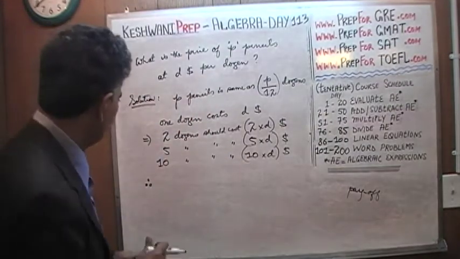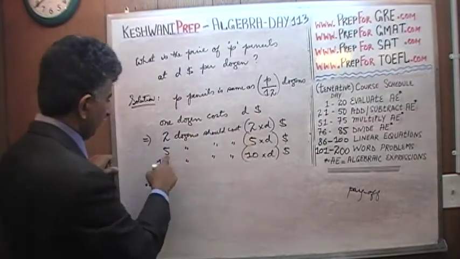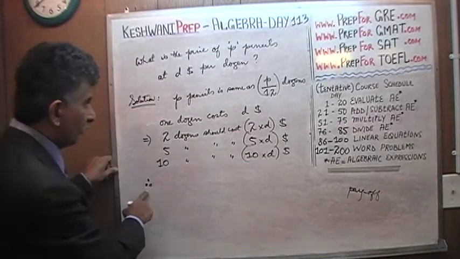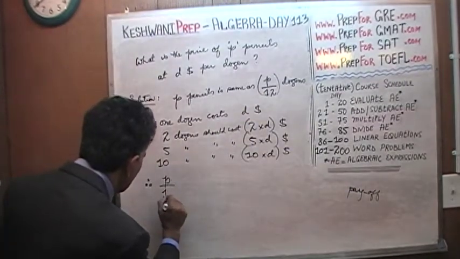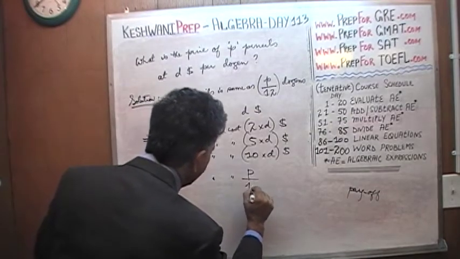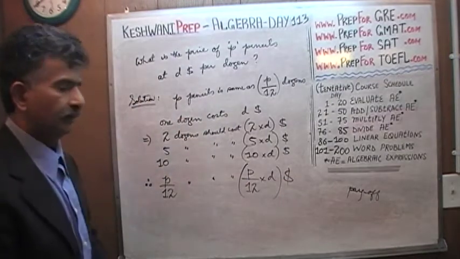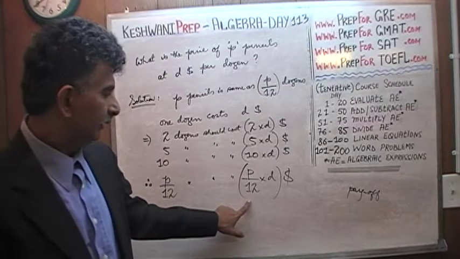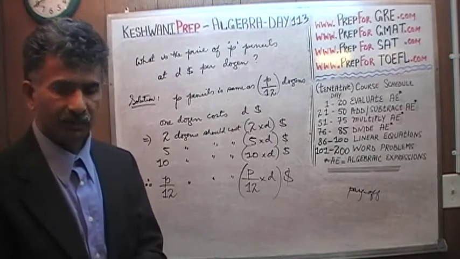Therefore, here's our payoff. If 1 dozen costs $D, 2 dozen should cost twice as much, 5 dozen cost 5 times as much, 10 dozen cost 10 times as much. Therefore, P over 12 dozens should cost P over 12 times D dollars. There you go, voila, there is your answer. We were asked how many dollars it will cost. This is the answer, P over 12 times D dollars.